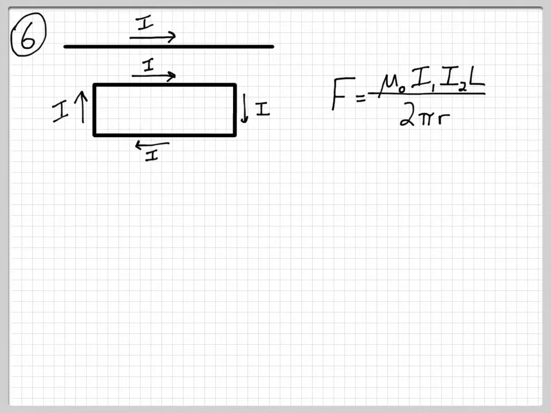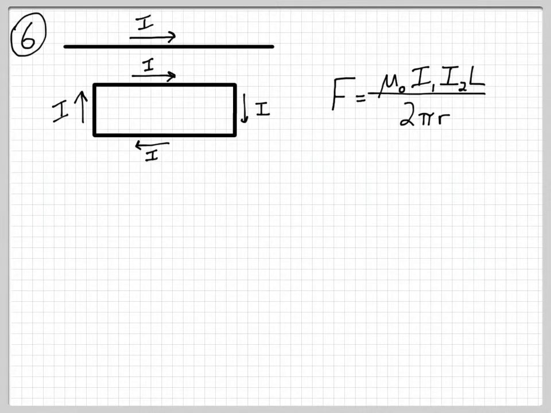Question 6 gives you this diagram and asks about the net force that is felt by the loop, the square or rectangular loop of wire. So we know that wires which carry current in the same direction, such as the straight wire up on top and the top edge, at least, of the square loop, those two currents go in the same direction. And as discussed in the material for this week, currents which flow in the same direction are attractive.